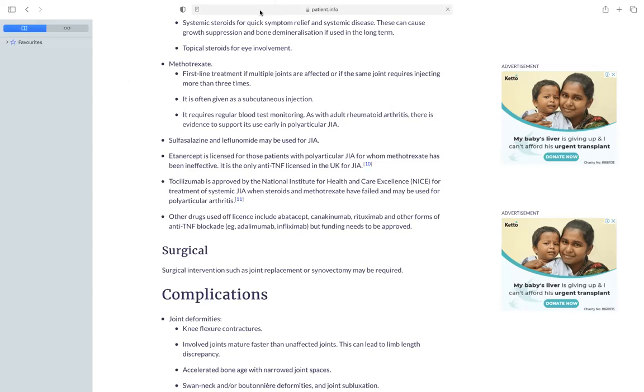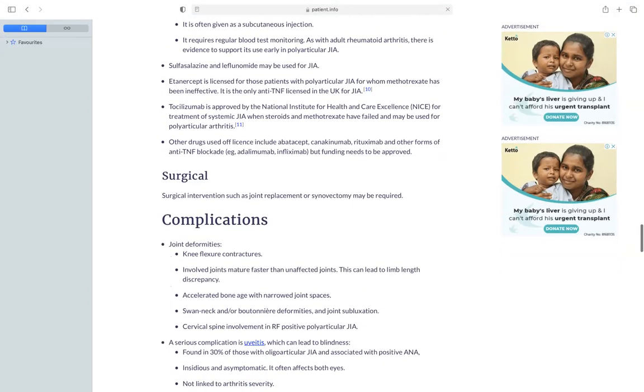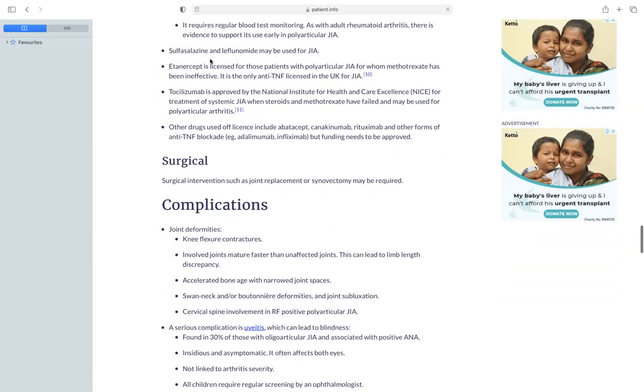Bone marrow depression. The platelets, blood count will be reduced. Neutropenia. Okay, I heard bone marrow depression. Someone else was also speaking. Neutropenia. Next, sulfasalazine and leflunomide may be used in JIA.